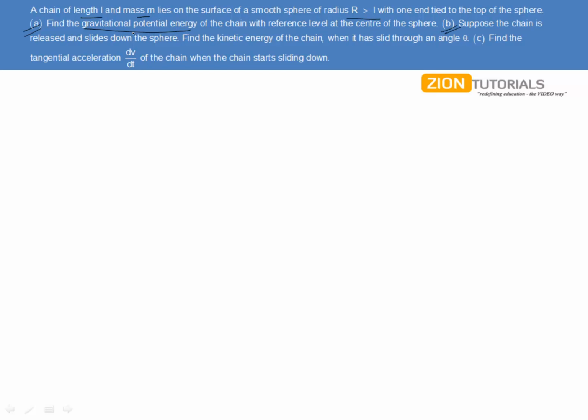B. Suppose the chain is released and slides down the sphere. Find the kinetic energy of the chain. And C. Find the tangential acceleration dv by dt of the chain when the chain starts sliding down.